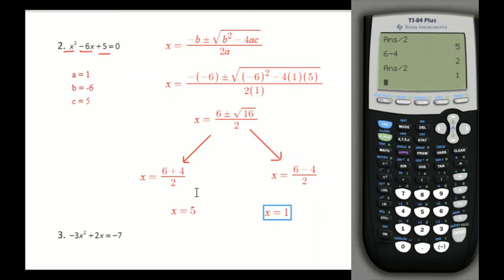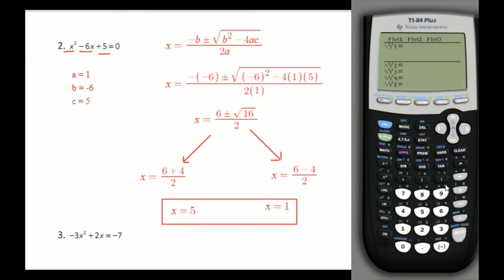So just out of curiosity, and it's a good idea to check your answers, if we look in the calculator to see what the graph looks like, we're expecting that the solutions, the x-intercepts, are going to be 5 and 1. So let's see if that looks right. We're not going to dive too deep, but we're just looking for whether it generally looks right.